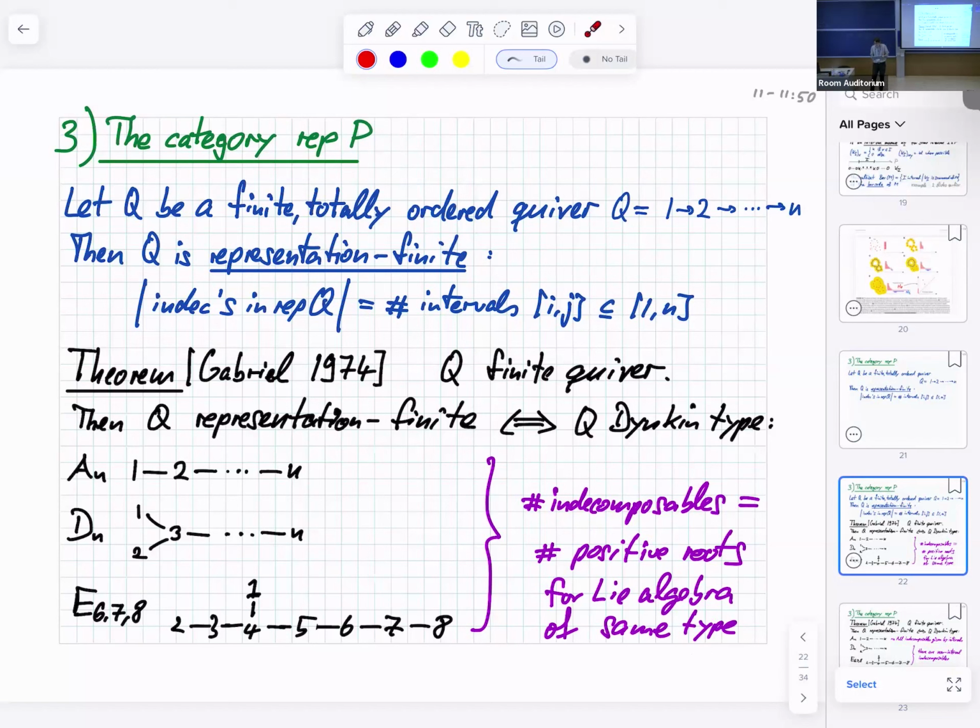Always, yes, but then an interval would be a consecutive sequence of simple roots. Yes. If you take 1, 2, and then n minus 1 to n, this would still be a sum of simple roots, but not necessarily indecomposable.